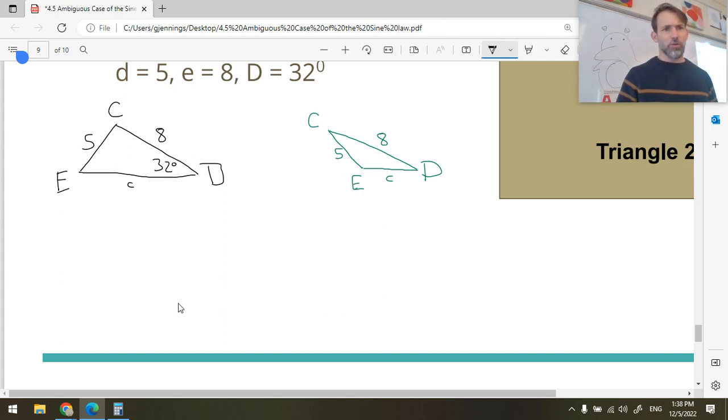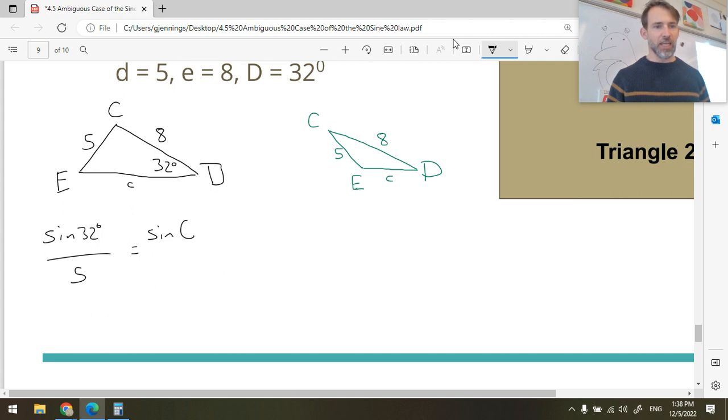Okay, so let's go. Let's find side C, and then we'll use that to find angle C. Okay, so let's go first. We'll say 5 over sine 32. Oh, sorry. No, I need to use this side length here. No, we're going to find angle E first, because angle E is available to find by sine law. So we're going to go sine 32 degrees divided by 5 is equal to sine E divided by 8.